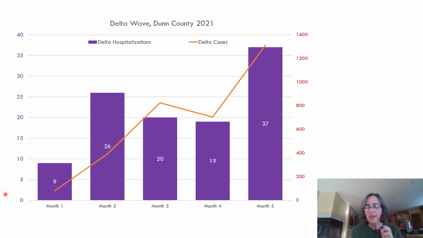So again, these are raw numbers in this case, but they're from the same place, Dunn County. So that's all right. It's the same population for both. And so you can see that we can use a line graph and a bar graph together to help tell a story that yes, when there are more cases, in general, we see more hospitalizations.